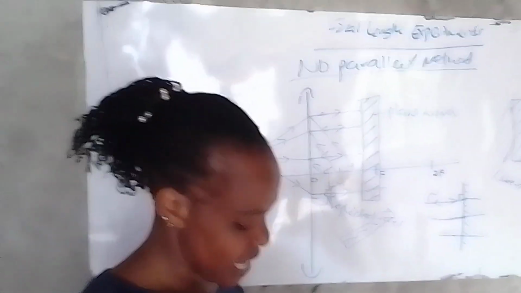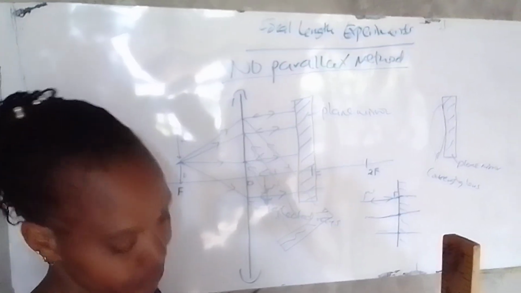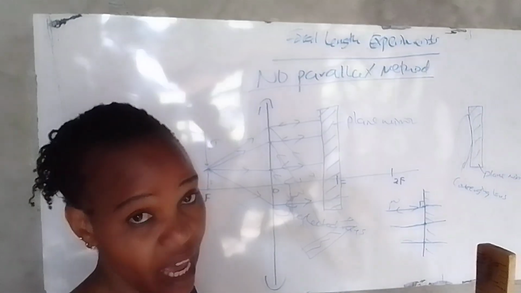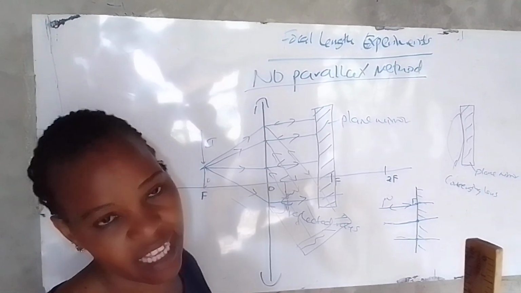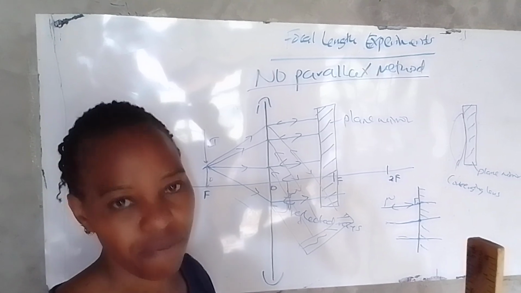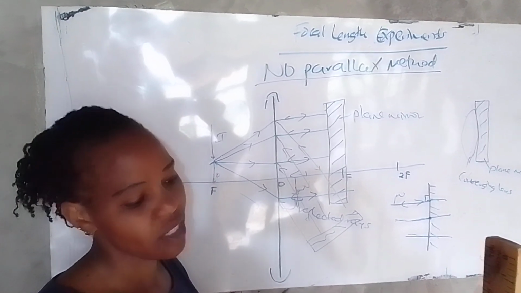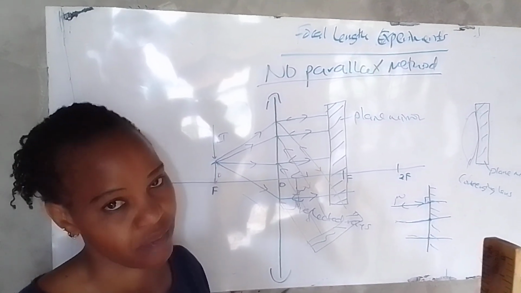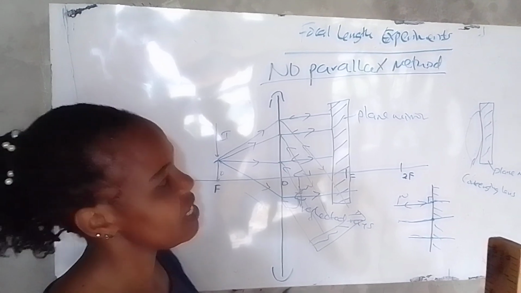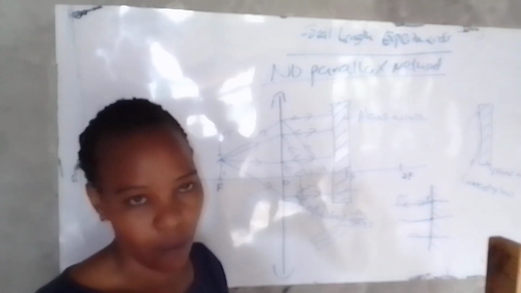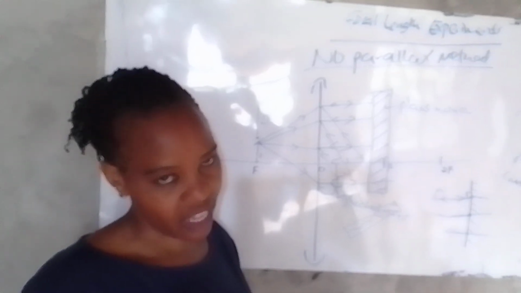We use that method also to determine the focal length. And when I measured the distance from the lens to where I have my moving object, that distance was still 5 centimeters. So that is called the no parallax method, and it's very important in determining the focal length of our converging lens.